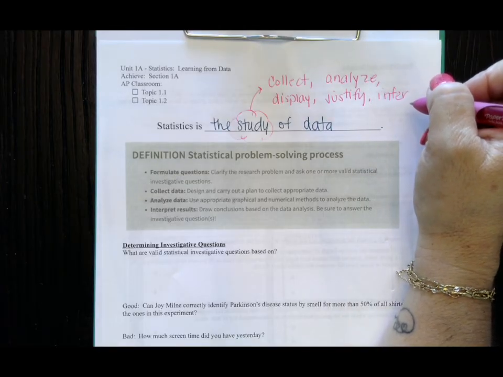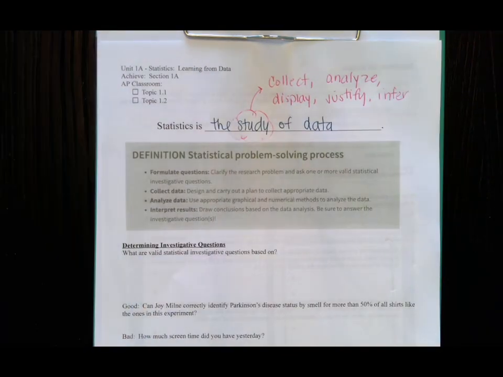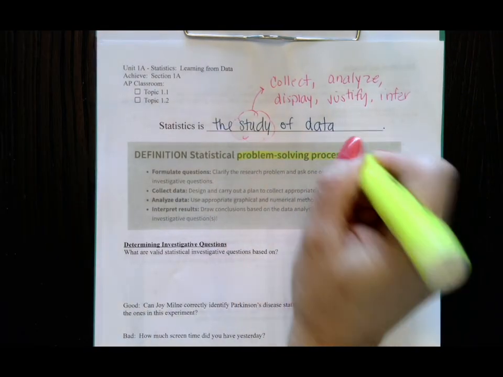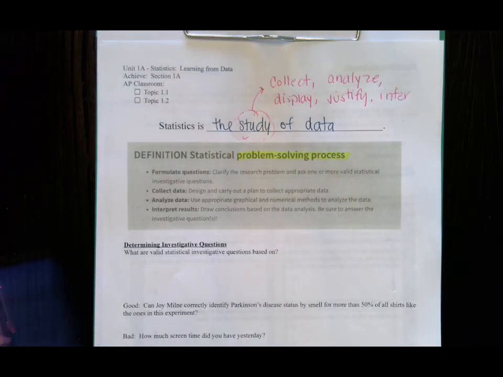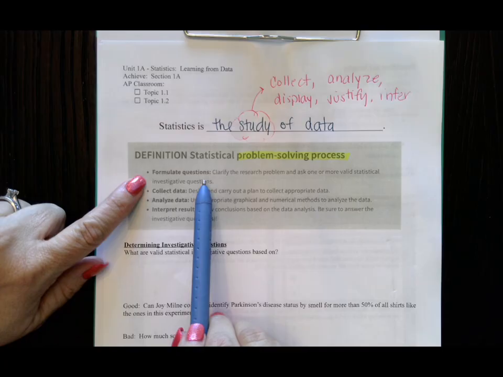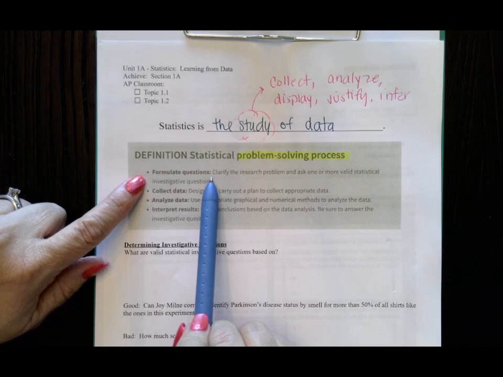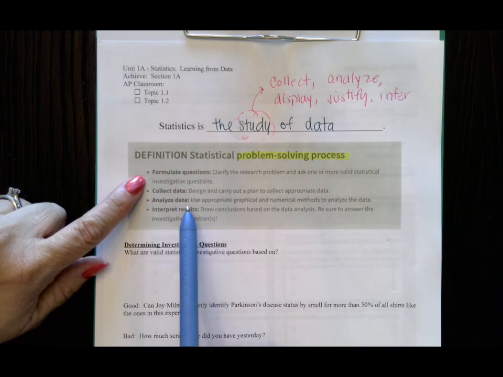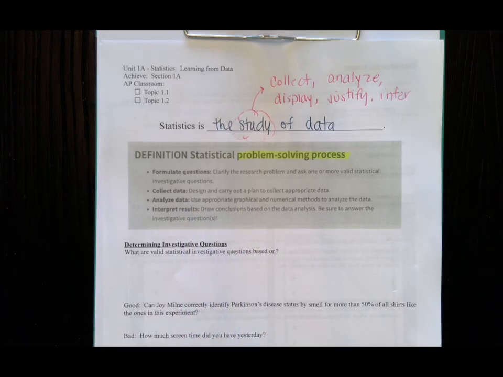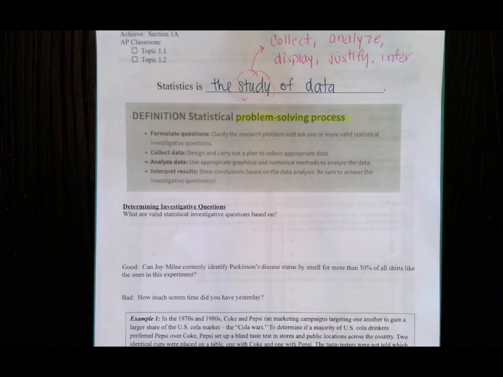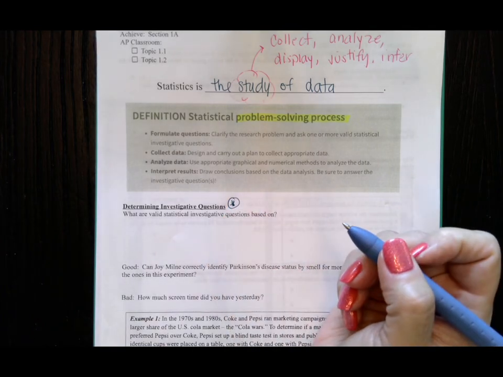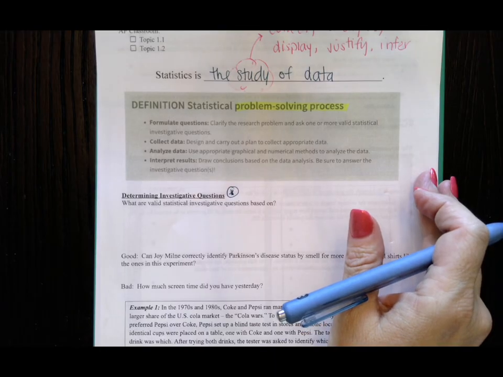Okay, so this is our stats problem solving process. That's this right here. So what are we going to do? The first thing that we're going to do is we're going to formulate a question. And you can think of this a lot like what you have always studied since elementary school with the scientific process. So we're going to formulate a question, which could be your hypothesis. We're going to collect data, we're going to analyze the data, and we're going to interpret results. Okay? And so the first thing that we have to do here is determine what an investigative question is. And so investigative question is new this year to AP Stats. So this is a new thing that's going to be tested on the test.